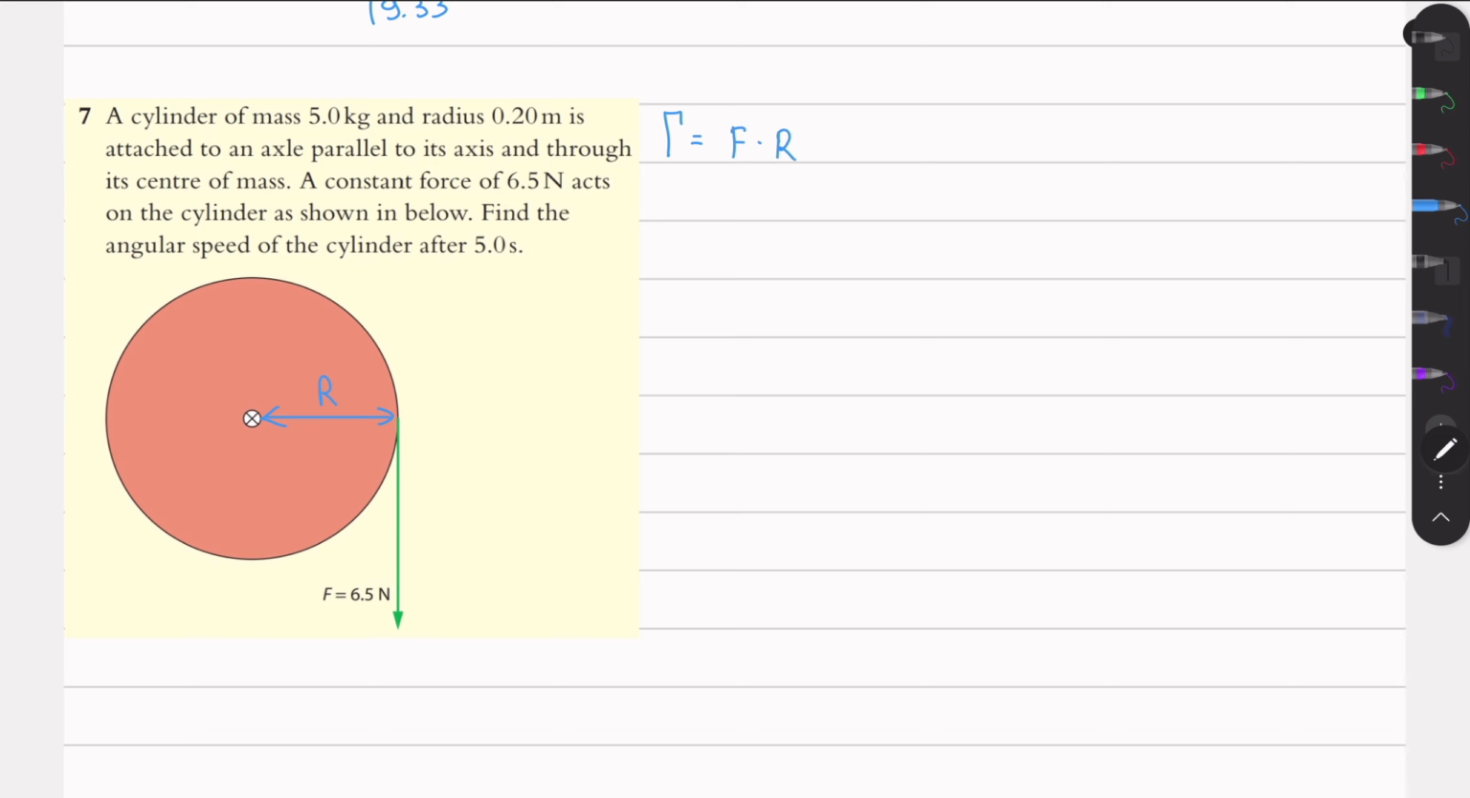Again, it's just the force times the perpendicular distance. We also know that torque is equal to the moment of inertia times the angular acceleration. Now we know for a cylinder, it's not given in this question. In IB questions it will be given, but for a cylinder the moment of inertia is simply 1/2 mr squared through this axis. So what we can do now is simply write that alpha is equal to 2F over mr.